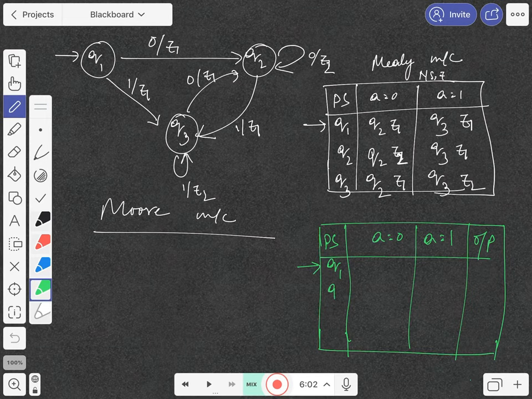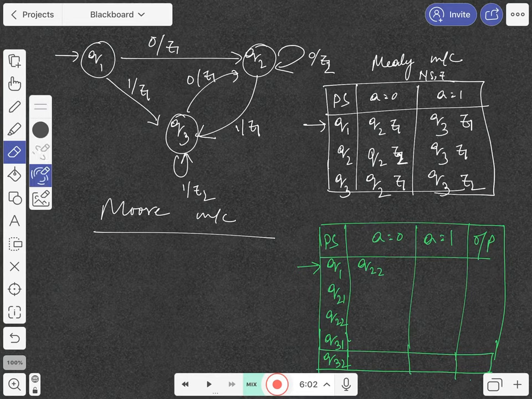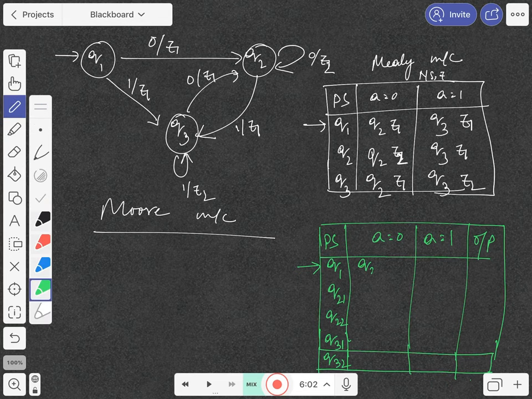Q1, then Q21, Q22, then Q31 and Q32. So for Q1, it should be Q21, because it is producing the output Z1, right? So it should be Q21 Z1. This one should be Q31 Z1 because the output is Z1.